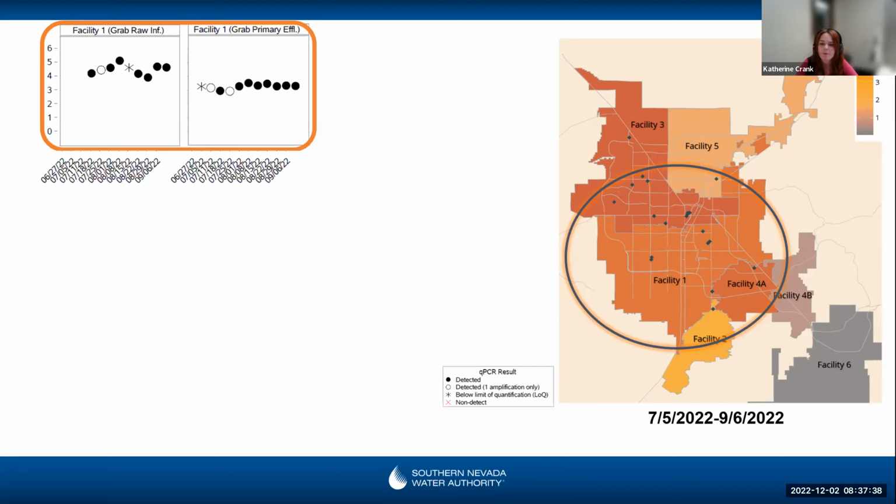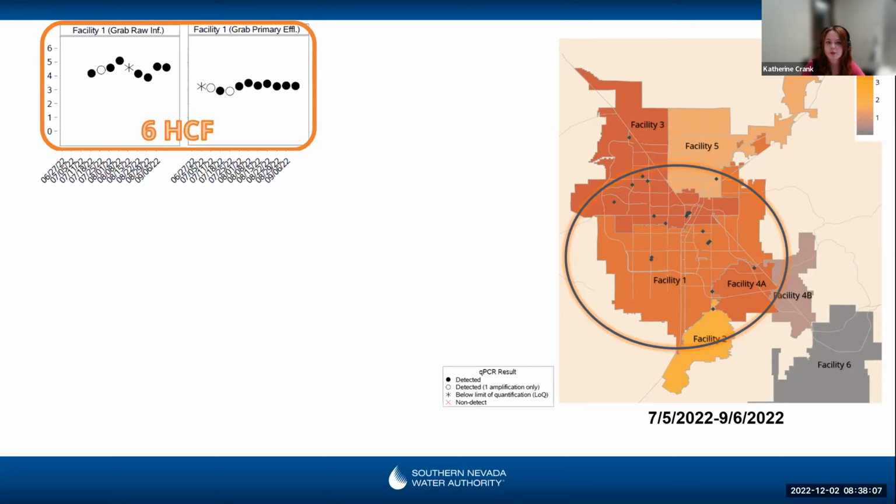A solid point represents a detect. A hollow point represents a detect with only one replicate being quantifiable. A star represents concentrations that are below the limit of quantification, and if you see a red X, that will be a non-detect. The concentrations range between approximately 3 and 5 log-10 genome copies per liter, and these are uncorrected for recovery and unnormalized concentrations.